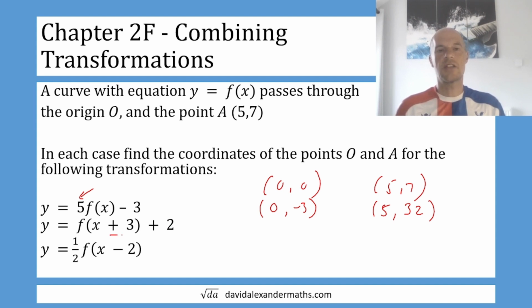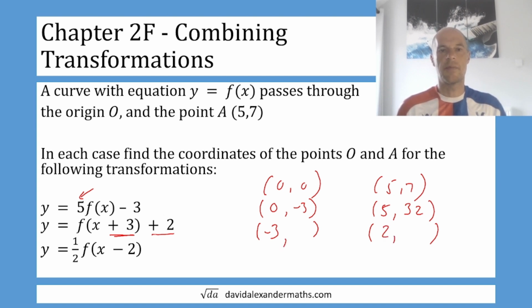We're going to do the transformation inside the brackets first. The one inside the brackets affects the x, whereas the one outside the brackets affects the y. So actually it doesn't really matter which way around we do it, but let's do the one inside the brackets first. Here we need to be subtracting 3 from the x coordinates. If I subtract 3 from 0, that is negative 3, and if I subtract 3 from 5, that will give me 2.